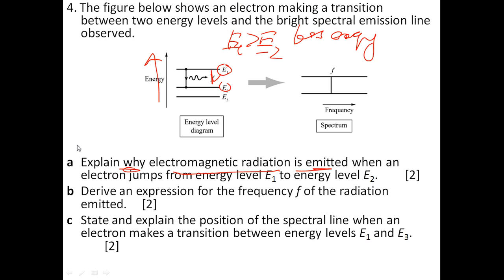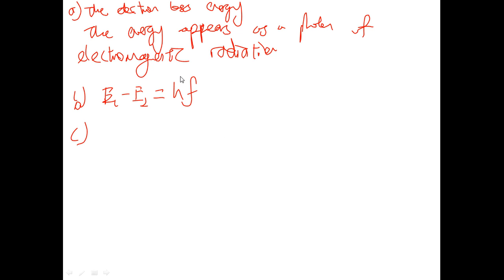Okay, now, state and explain the position of the spectral line when electrons make a transition between energy levels E1 and E3. So now you can see, if I make transition from E1 to E3 means I have a greater gap. If I have a greater gap means that, go back over here, I have a greater gap. So E1 minus E2 is larger, so means I have a higher frequency. So I have a higher frequency.